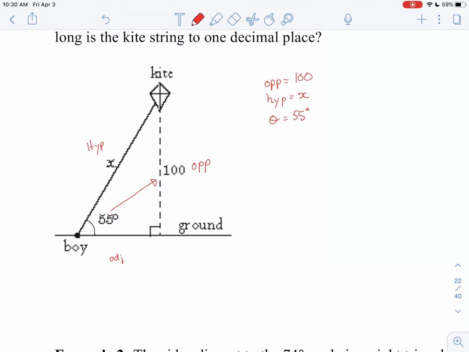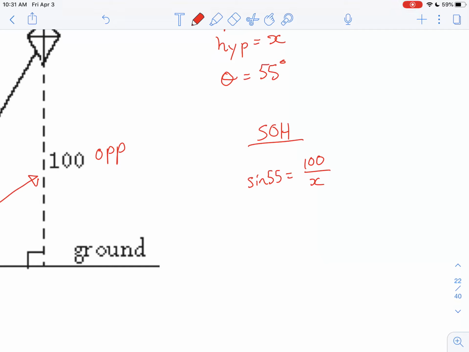Next we have to think what trig ratio uses the opposite and the hypotenuse, and that would be SOH in SOHCAHTOA. Remember your acronym SOHCAHTOA. So I'm going to say that sine of theta is equal to opposite, which is 100, divided by my hypotenuse, which is x. I can fill out all my values here, replacing theta with 55. And then we can go ahead and solve this. As we see, the unknown is in the denominator.